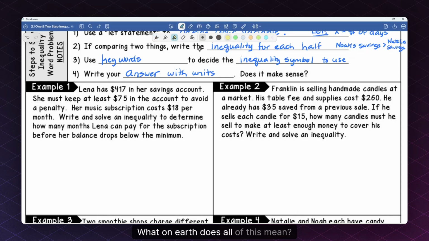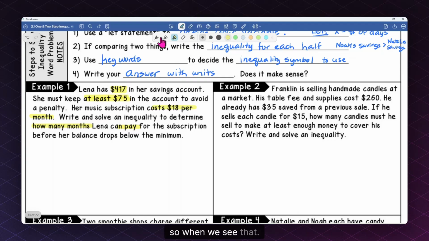What on earth does all of this mean? Well, we can see here that she is starting with some amount. She's starting with $417. She must keep at least $75 in there to avoid a penalty. And then her subscription costs $18 per month. And what we want to do when we're solving this inequality is determine how many months she can pay before her balance drops below the minimum.